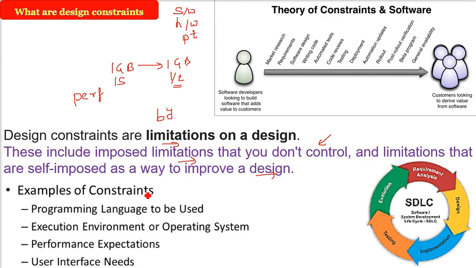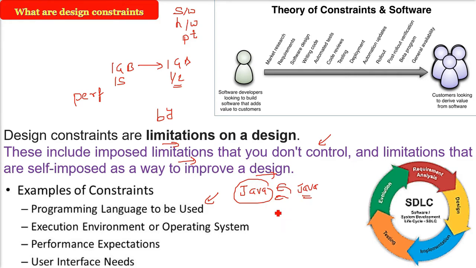So what can be examples of design constraints? First of all, the programming language to be used. For example, you are making software with a certain library or certain code already there. Now that code is already made in, say, Java. So you can only use Java here. Otherwise, it will be very difficult to use C sharp with Java. So this is a programming language constraint.